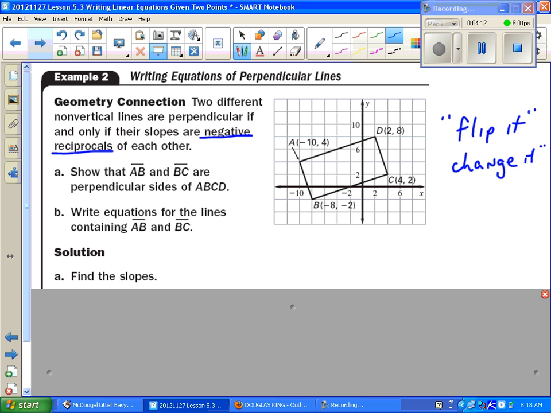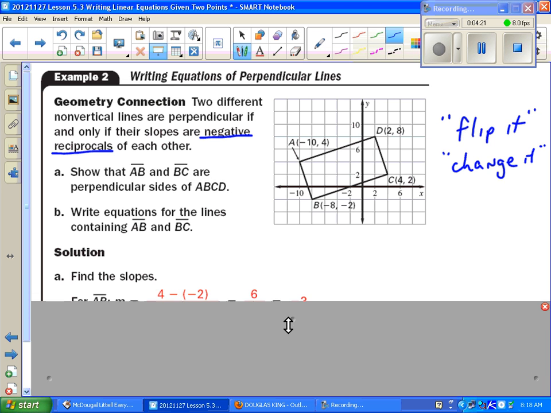So if it's positive, you change it to negative. If it's negative, you change it to positive. So we're determining if these are perpendicular lines or not. It says shows that they're perpendicular.